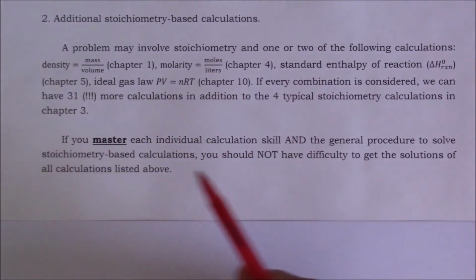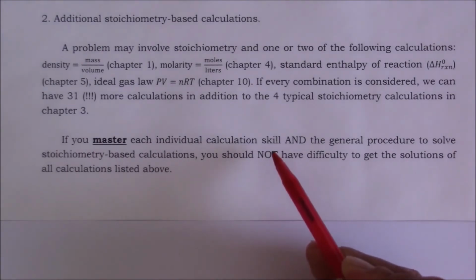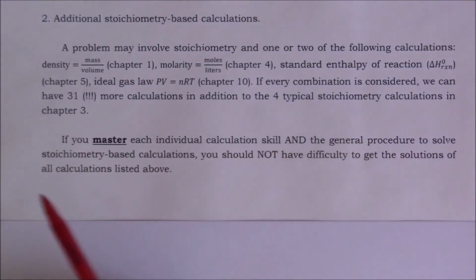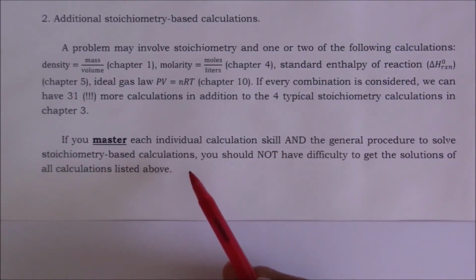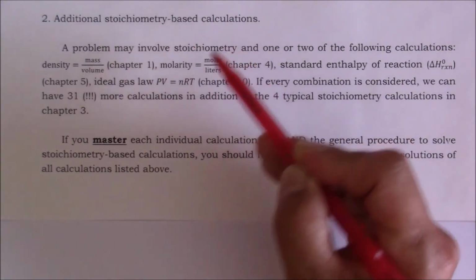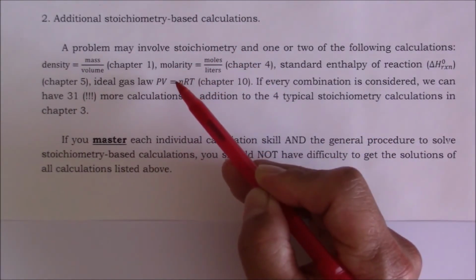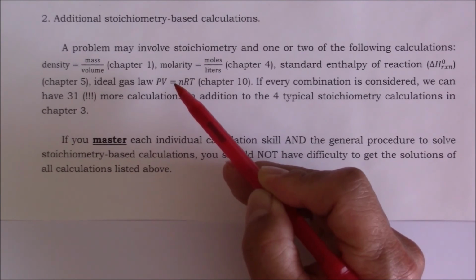If you master each individual calculation skill and the general procedure to solve stoichiometry-based calculations, you should be able to solve all 35 calculations. By the way, when we combine stoichiometry and molarity calculations, they are called titration calculations. Although in the name it doesn't say stoichiometry, actually, titration calculations are stoichiometry-based calculations. Do you believe me?